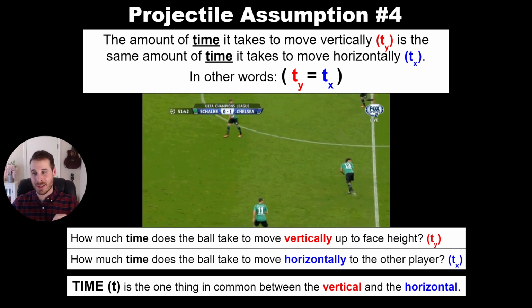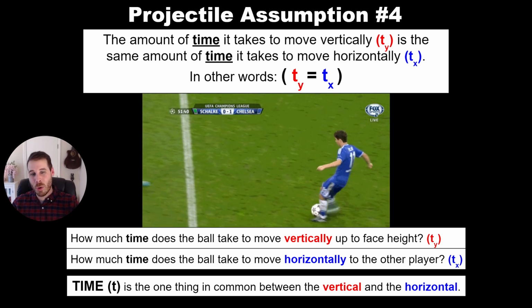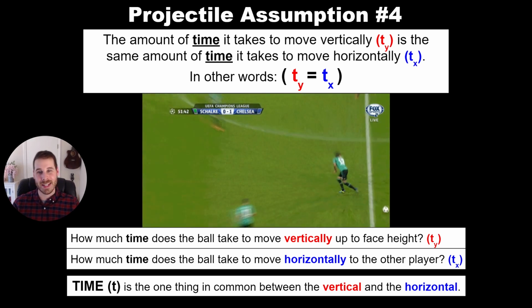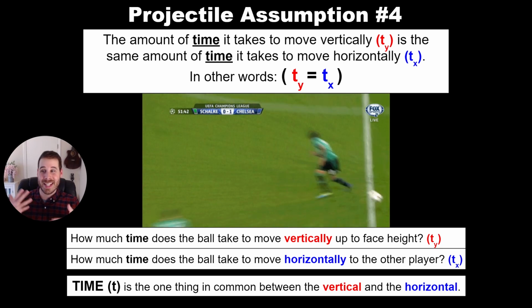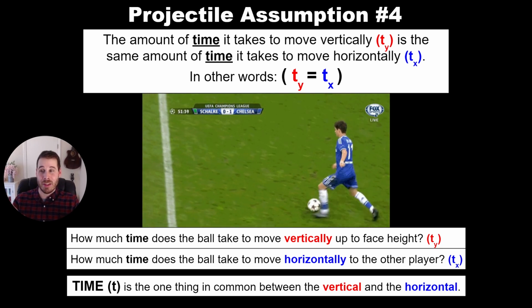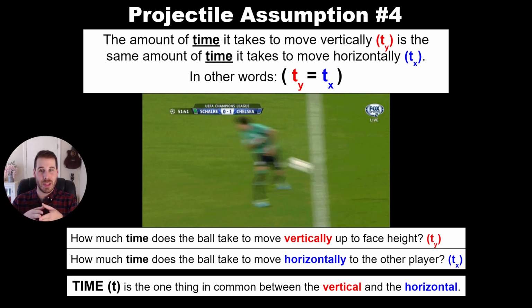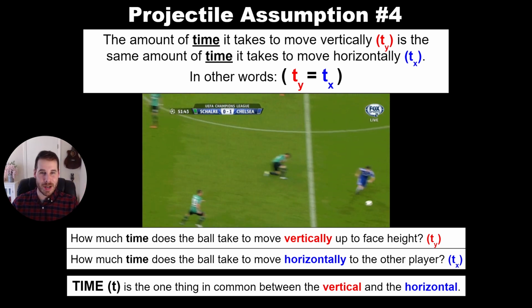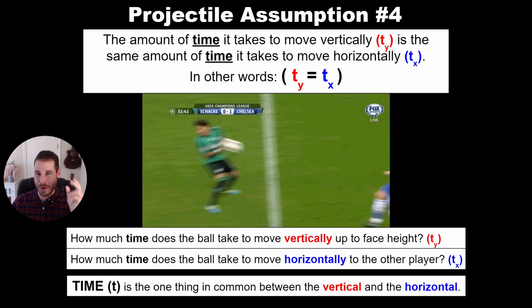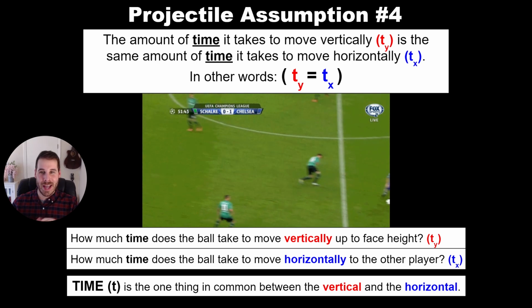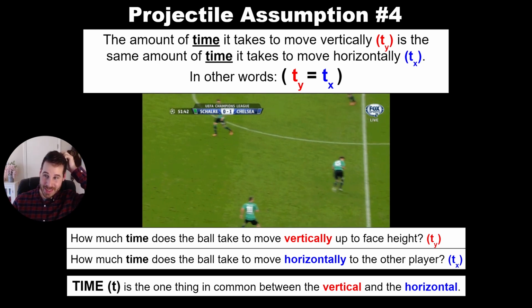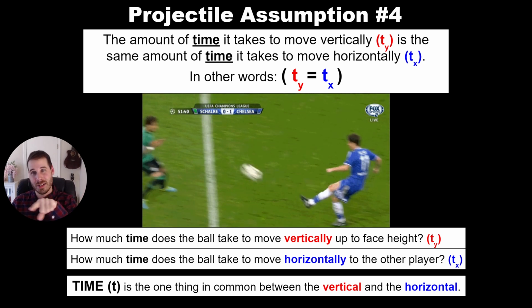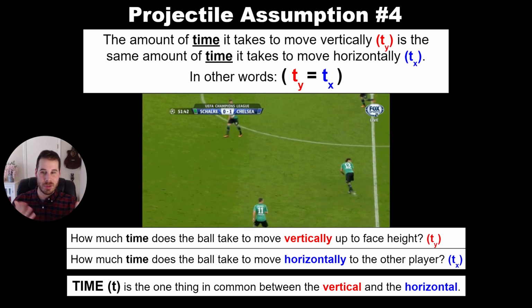And a second question I could ask is, how much time does the ball take to move horizontally to the other player, to get to the distance away that he is? Those are two different questions with technically two different answers, but the value of those answers would be the same. If I had a timer, I could start it now and stop it there where it hits his face, and that'd be about 1 second of time. I could get that same amount of time whether I'm looking at the horizontal or the vertical. So those two times are equal.